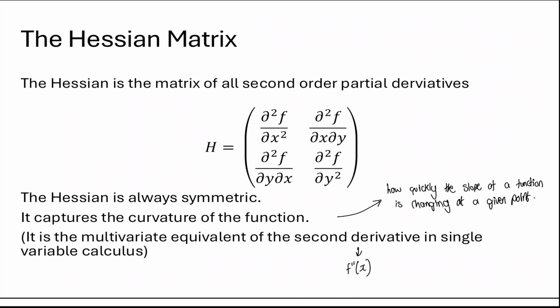If it's a positive curvature, then it just means the function is bending upwards and the slope is increasing as you move along the function. So this would be a convex function. And then if we have a negative curvature, the function is bending downwards, like some sort of hill, the slope is decreasing, and this would correspond to some sort of concave function.